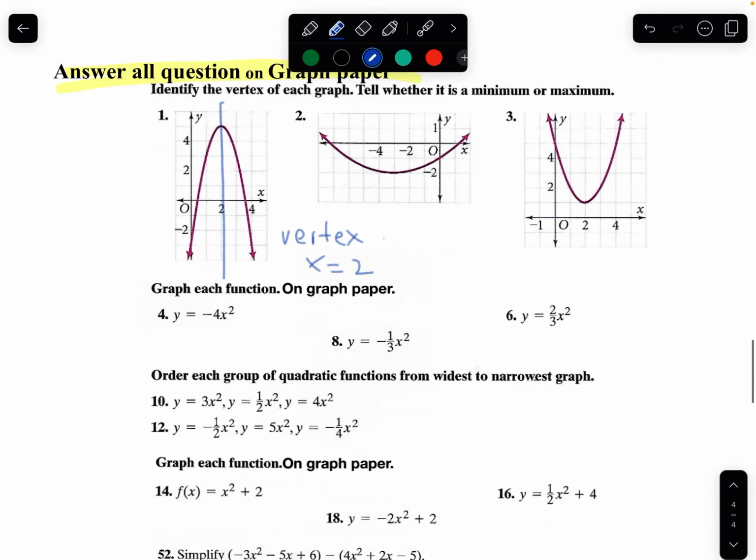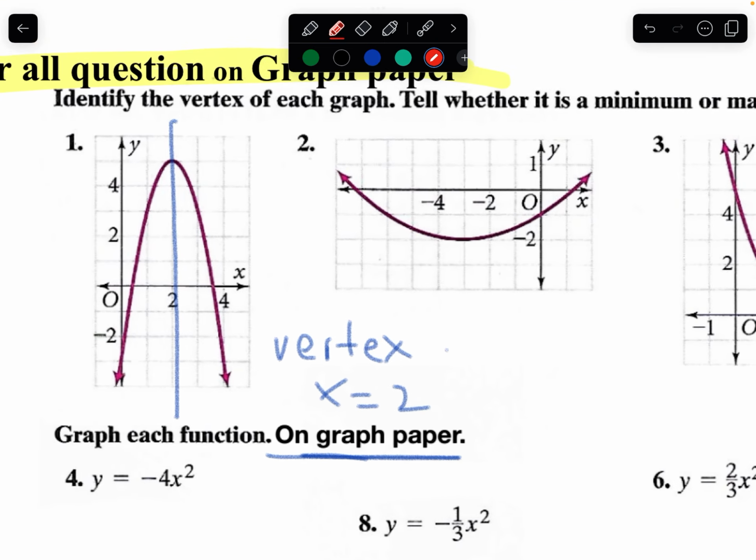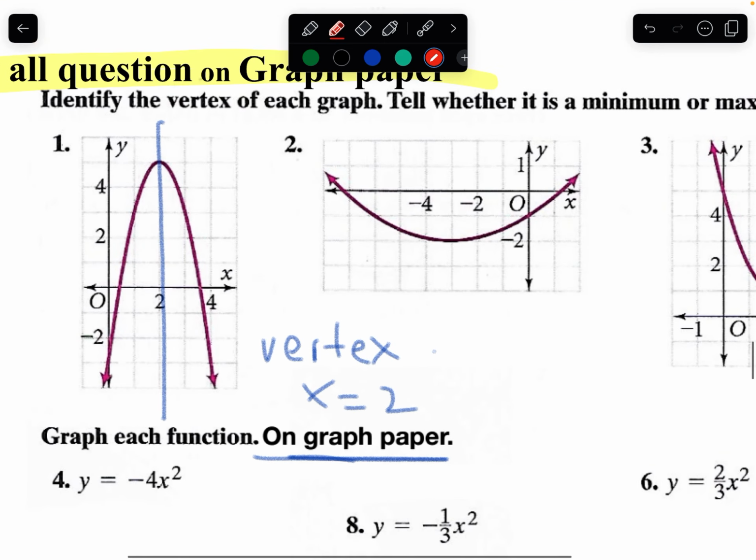Okay, so your homework you need to do on graph paper, because you need to graph these on graph paper, okay? And then I'll do the ordered pairs for you, and then you just graph it. I'll explain. The vertex here is at 2. Here it cuts it in half at x equals -3, the axis of symmetry there.